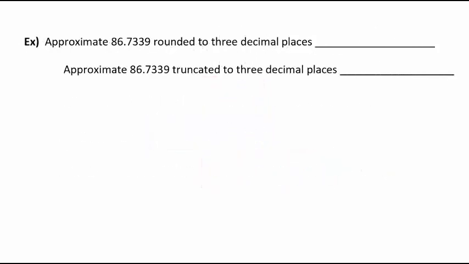We need to know how to approximate a decimal in this class. So how do we approximate 86.7339 rounded to 3 decimal places? We know that 86.7339 has 4 decimal places, and if we want 3 decimal places, then we put a vertical line between the third and the fourth decimal.